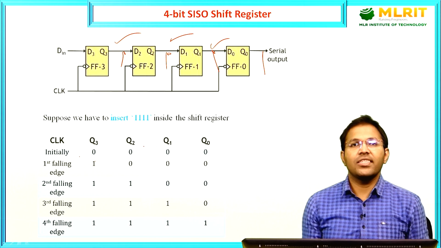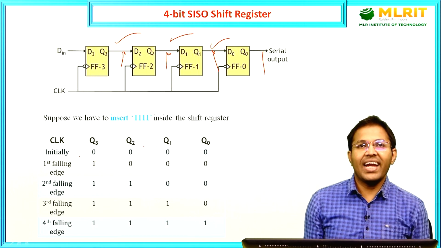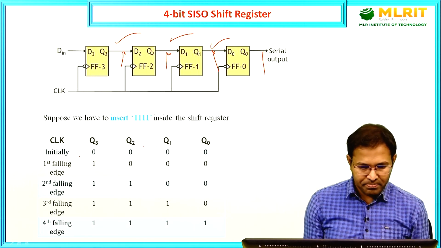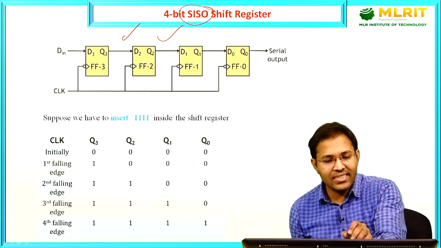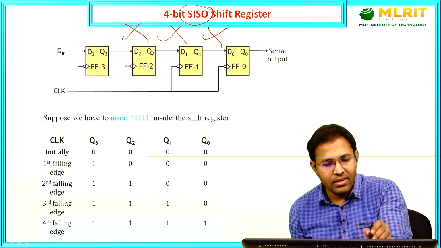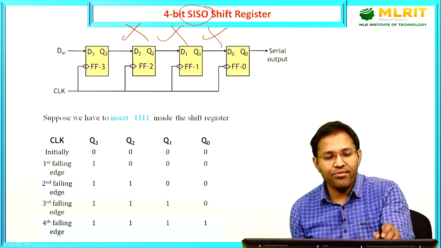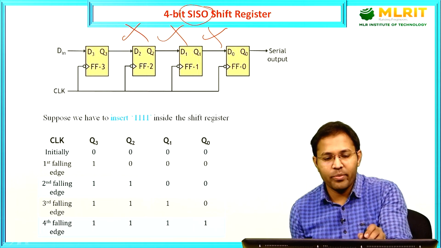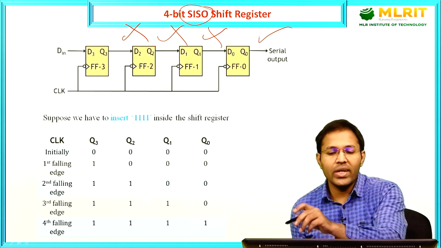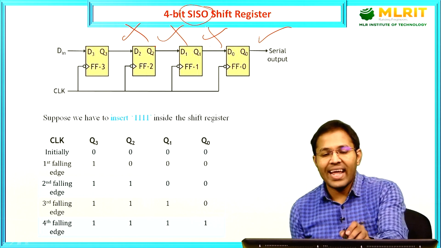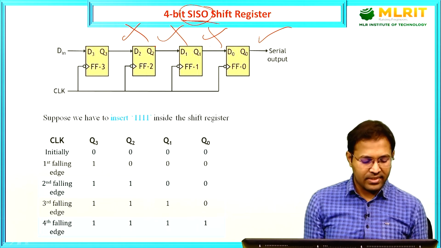So that is the difference between the SISO shift register and SIPO shift register. In SISO shift register, we cannot access the intermediate results. We cannot access the output of Q3, we cannot access the output of Q2, and we cannot access the output of Q1. Only the output of Q0 we can access in SISO shift register.